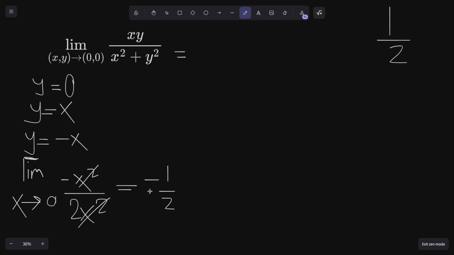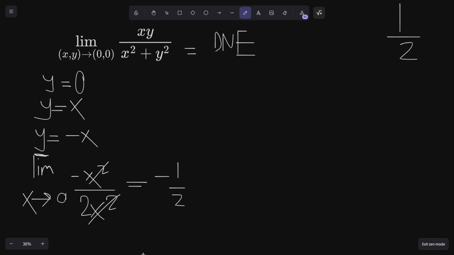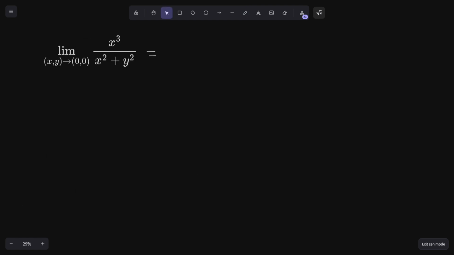Negative 1/2. Oh, wait. Those two things are different from each other. Therefore, the limit does not exist, because when you approach it different ways, it gives you different values. If it helps for organization, maybe you can make a table. You can do approach on one side. So this is approach.